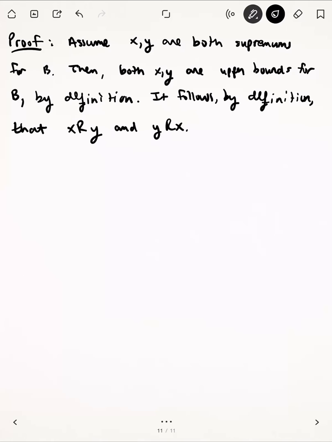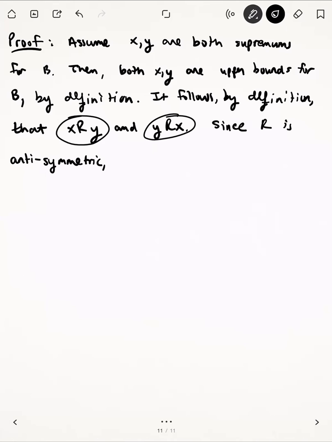Because to obtain this first part here, you say, well, x is the supremum for B and y is an upper bound for B, therefore x must be related to y. And similarly, to obtain the second part, you say, well, y is a supremum for B and x is an upper bound for B, and so y must be related to x. Since R is anti-symmetric, x equals y. And so there we have it. We proved that the supremum for a set is unique. And you can do a very similar proof for infimum. So try to prove that infimums for sets are unique.